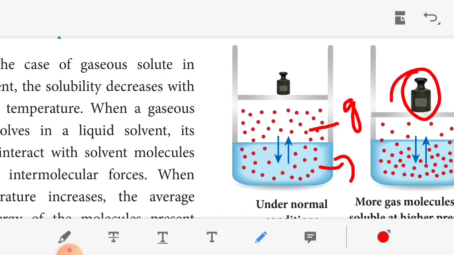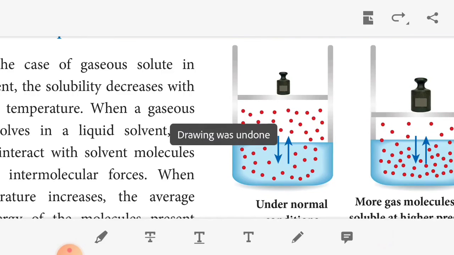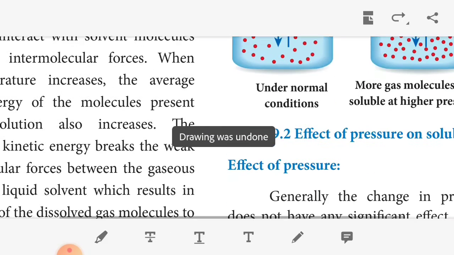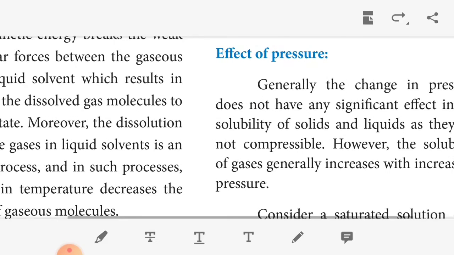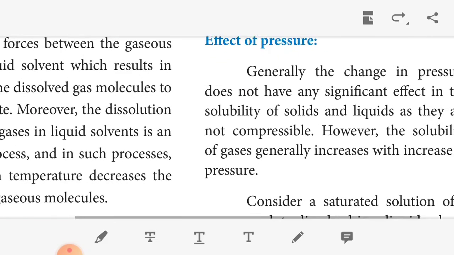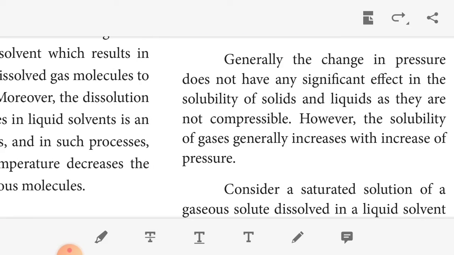More gas molecules are soluble at a high pressure. Okay, the next one, effect of pressure. The change in pressure does not have any significant effect on the solubility of solids and liquids. The solubility of a gas generally increases with pressure.